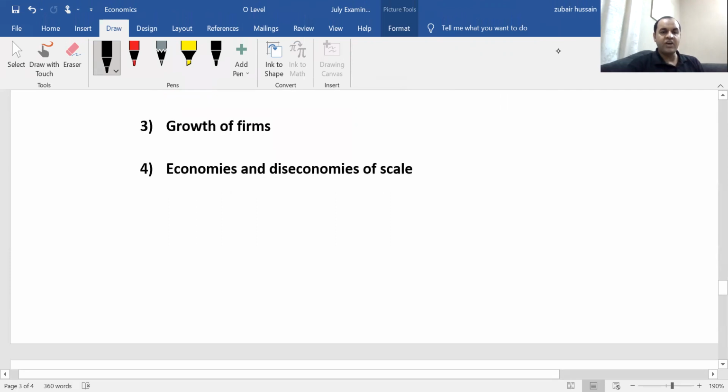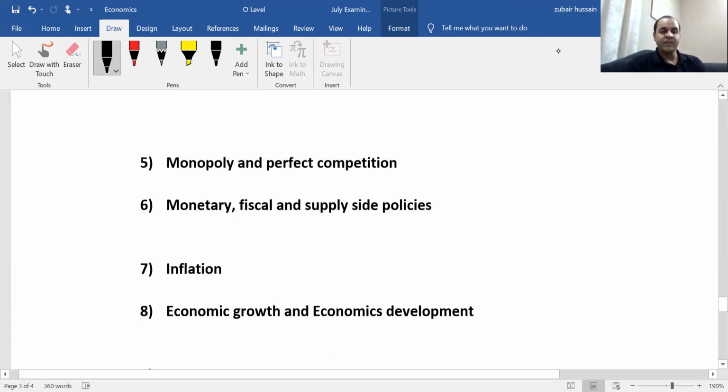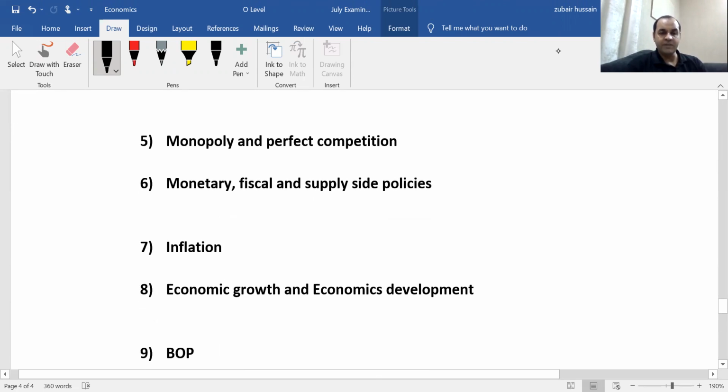Next topic is economies and diseconomies of scale. Here you have to focus on the factors that contribute to an increase and decrease of average cost, along with fixed cost and variable cost, students. Now, the fifth topic is monopoly and perfect competition. You have to focus on the characteristics of monopoly and perfect competition.